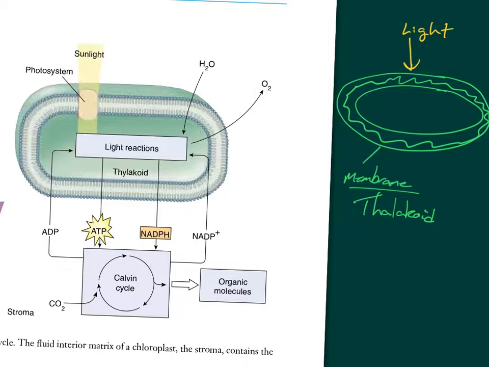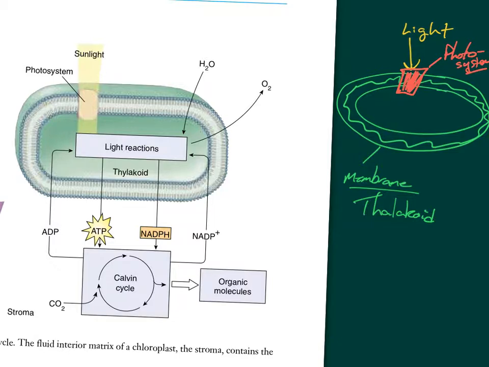And by the way, it's all drawn here, right? Look at it. It's right there. And inside the membrane, you have this thing called a photosystem. We're going to talk about what the photosystem is. There's two of them, but we'll talk about it. So there's a photosystem there in the membrane. So where are the light reactions?